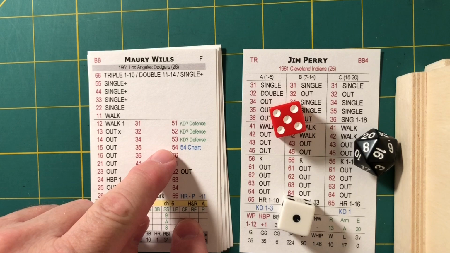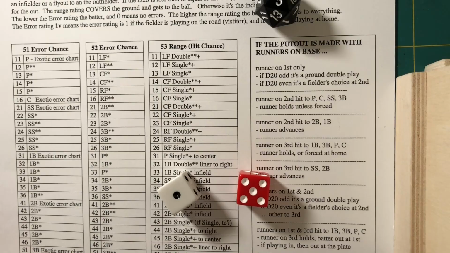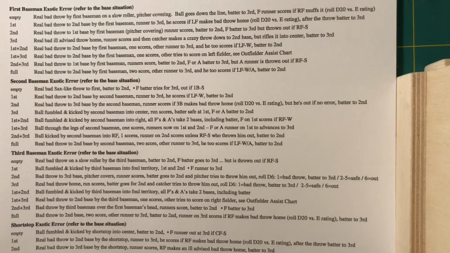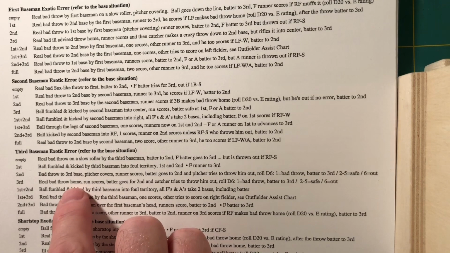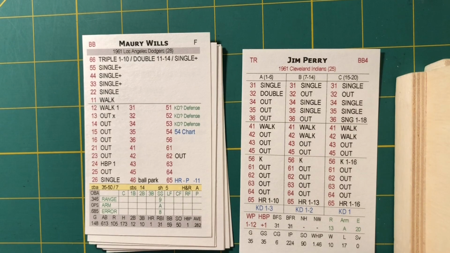And we have another error check. Third base, exotic error. Base is empty. That's hit to Brooks Robinson. He throws it away. Wills. Uh-oh. So Wills is around second.